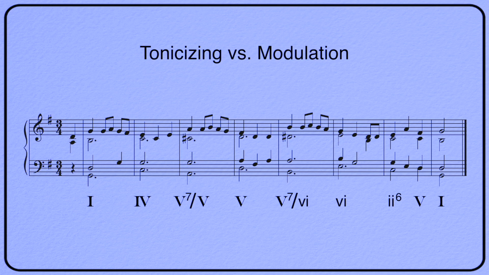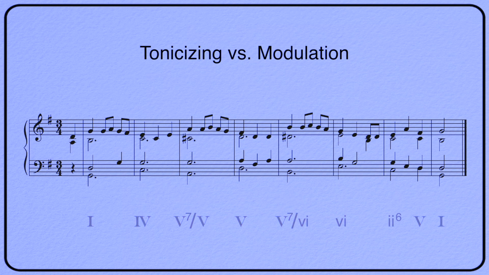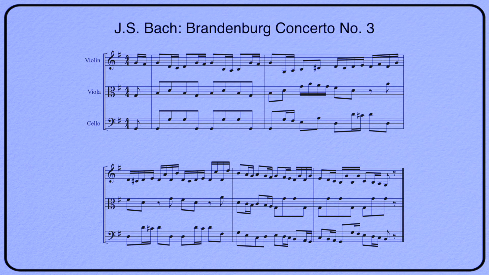Even though we've tonicized the key areas of 5 and 6, we still end up right back in the home key without modulating. Same thing happens in the opening of Bach's 3rd Brandenburg Concerto. Tonicizing 5, but we just go right back to 1. So as we saw in the previous video, simply tonicizing a key area isn't enough. You have to stay there if you really want to modulate.